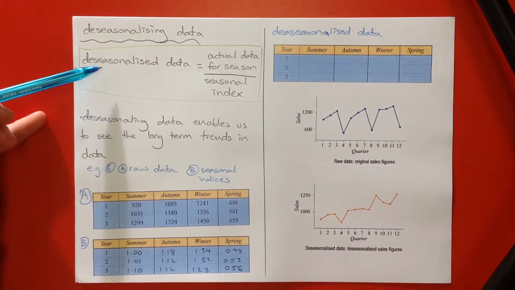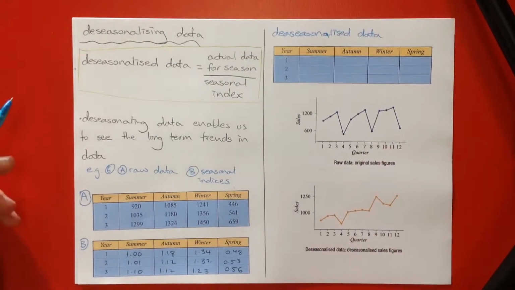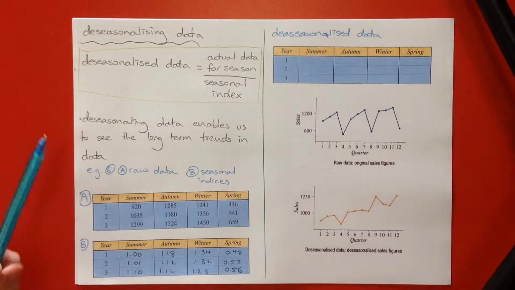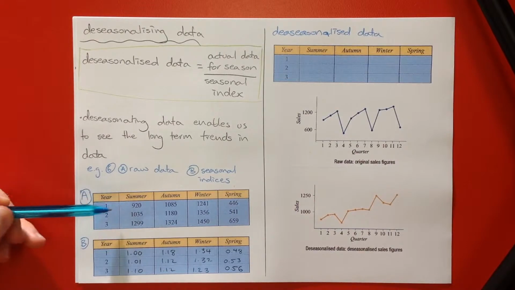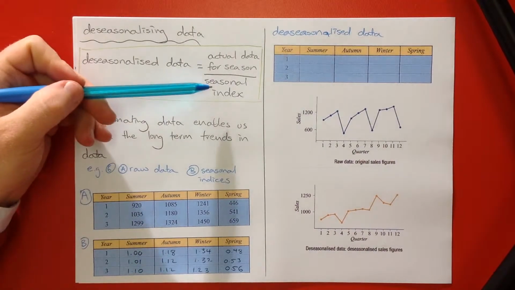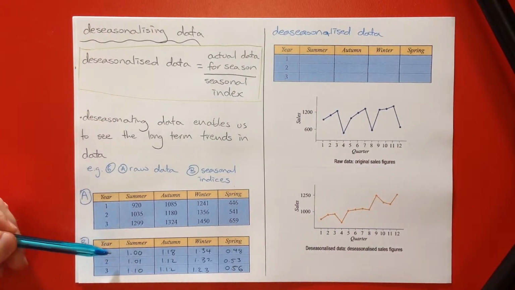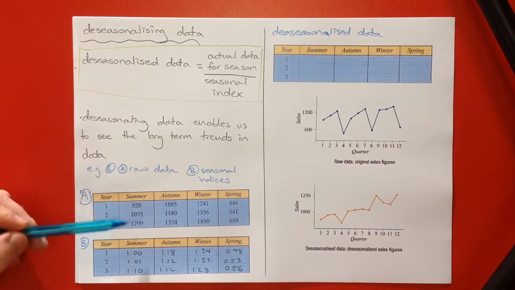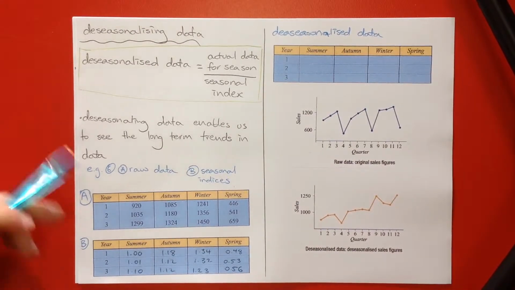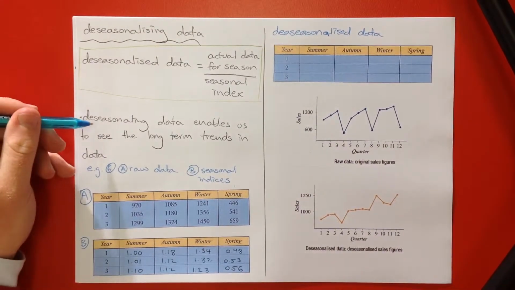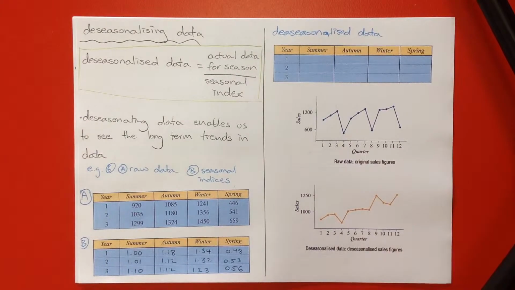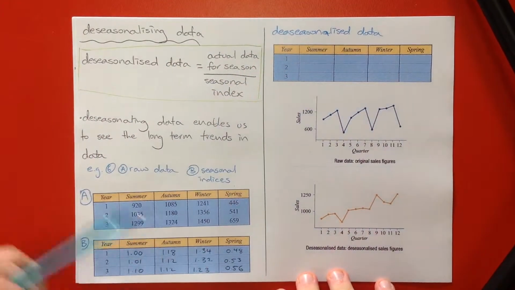So the deseasonalised data, we're taking the season out. The deseasonalised data is the actual data for the season, for instance summer in year 1, 920, divided by the seasonal index, so summer in year 1, 1.00. Obviously anything divided by 1 is going to be the same, but we'll see how we go. Deseasonalising data enables us to see the long-term trends in data without worrying about the fact that seasons are affecting our sales in our business. So we're going to fill out this table by doing some work on the next page.